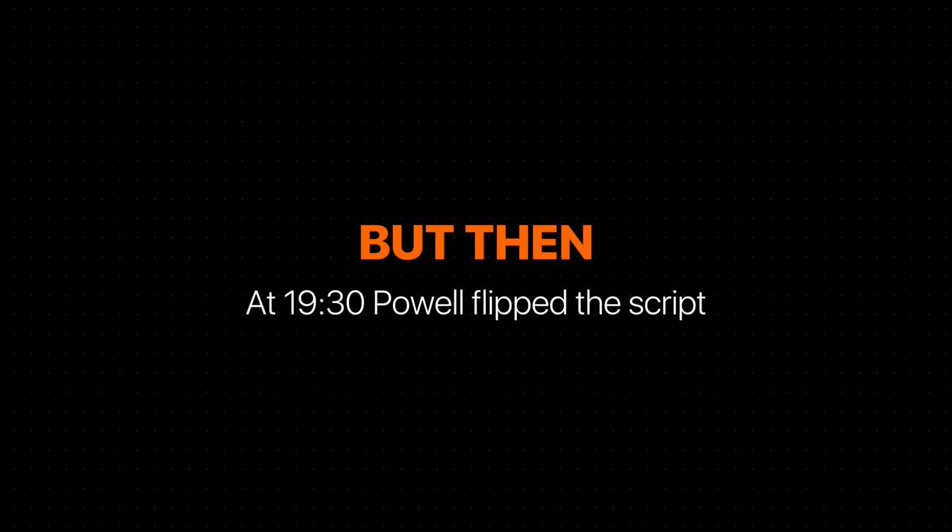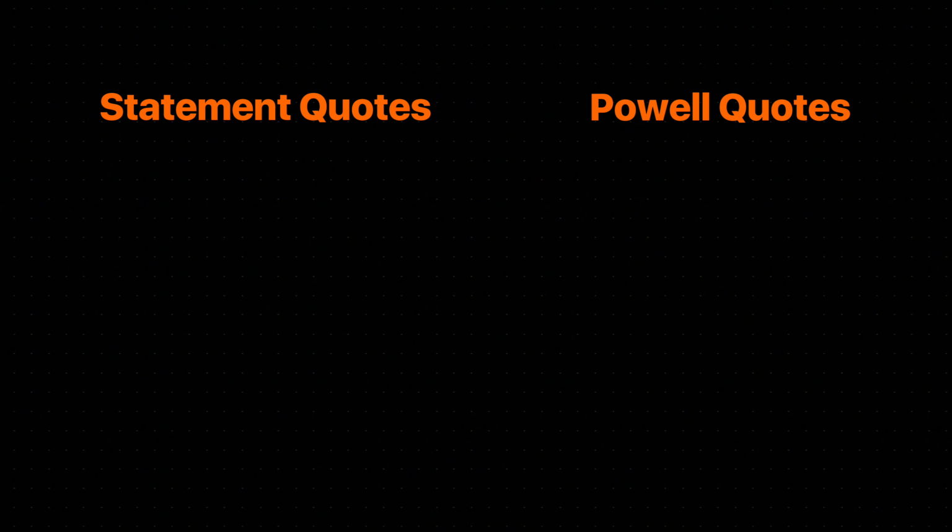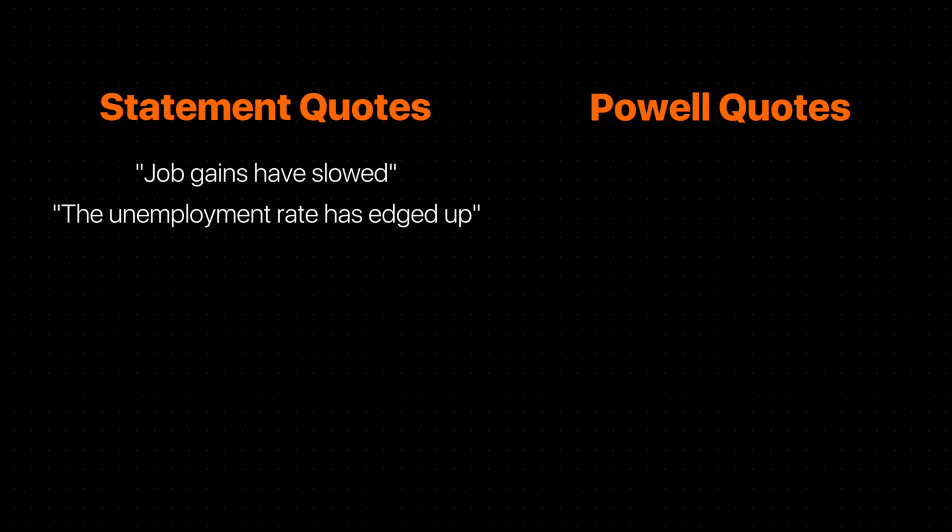But then, at 7:30 p.m. UK time, Powell started speaking and everything flipped. The statement itself sounded like the Fed was getting worried about the labor market. It mentioned job gains slowing, unemployment edging up, and clearly flagged that the risks to employment are now on the downside. That's why the market's first move was dollar bearish.